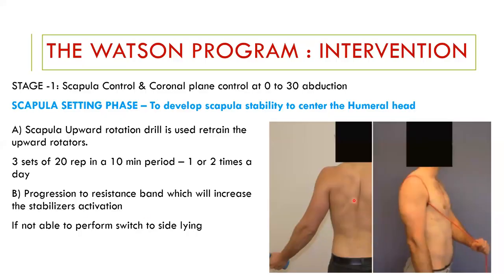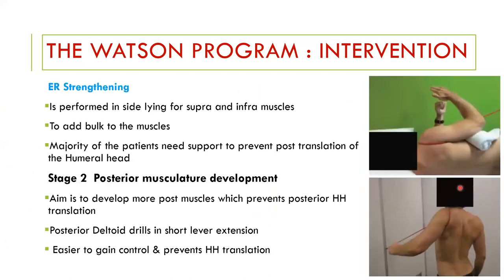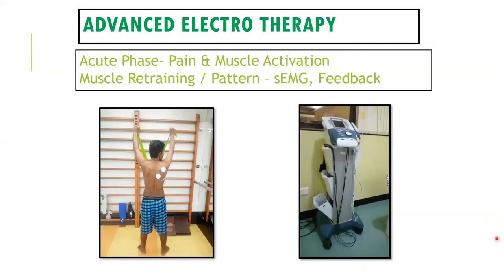This is the scapular setting exercise where retraction is recommended. This is using a resistance band, which is tied around the glenohumeral scapular region. This is external rotation strengthening along with retraction of the scapula. What we also do in the initial phase is use surface EMG or electrical stimulation for patients. Sometimes we use this for patients who have very poor scapular recruitment.